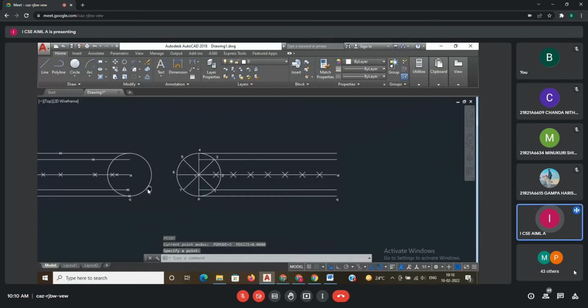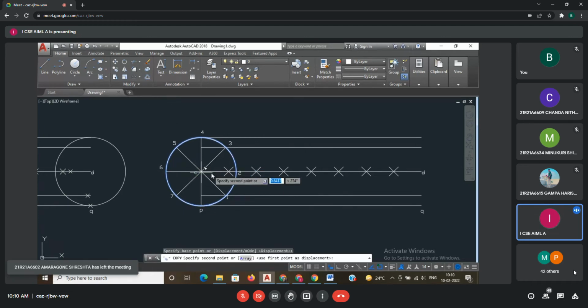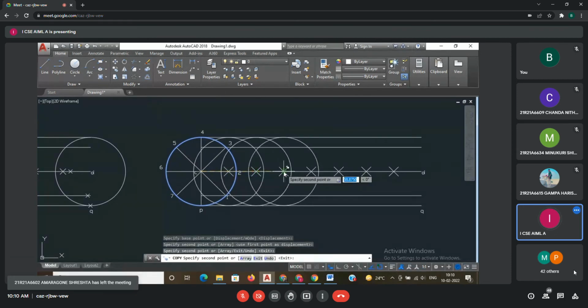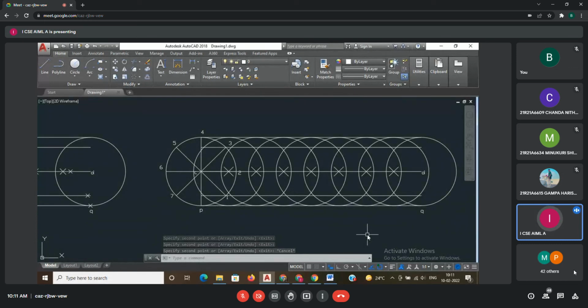That's why I copied this one. Suppose circle diameter is not changing, that's why I will select this circle, go with copy option, pick the center, and place in all centers. That is also one method. Here I will draw like these circles. When you draw like these circles, if you don't have any confusion or if you have a clear concept, you know the clear concept.